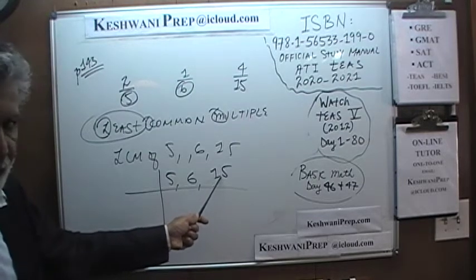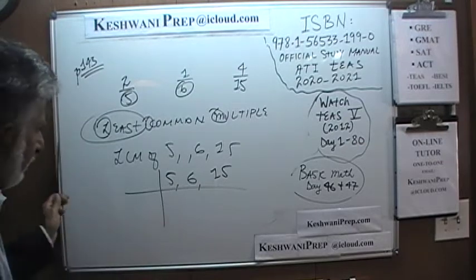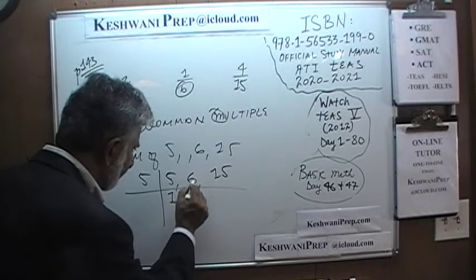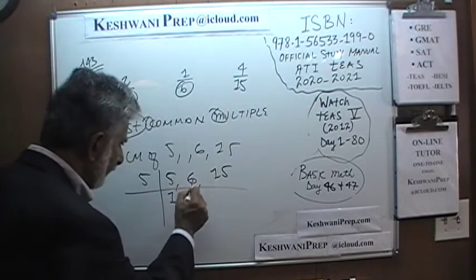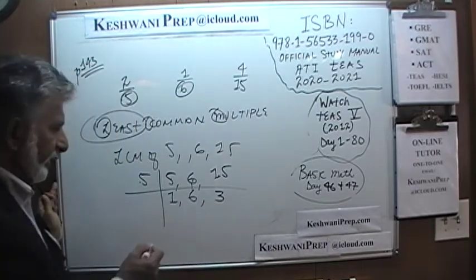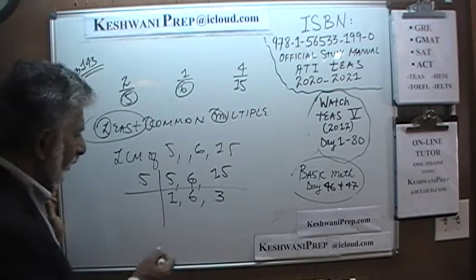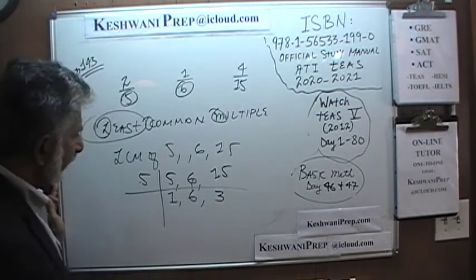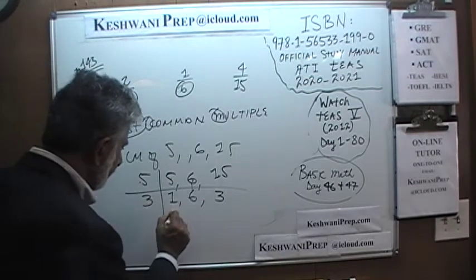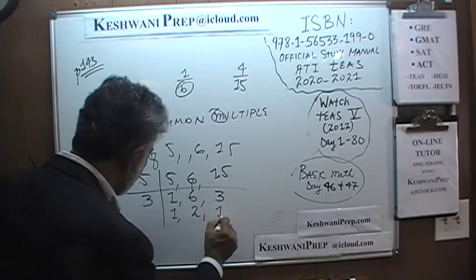But 15 is 3 times 5 and this is 5. So let's divide by 5. If you divide 5 by 5, it becomes 1. 6 just comes down. Nothing happens to 6. And 15 divided by 5 is going to give us 3. And that's where it ends. Oh no, we can go one more. 6 and 3. Unless I made a mistake. No, that's correct. Let's go one more. So this is going to become 2 and this is going to become 1.